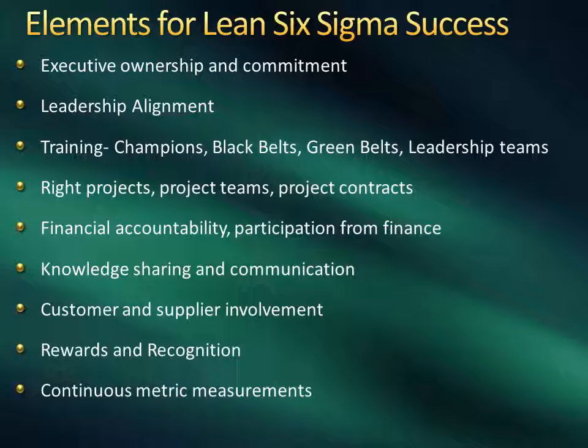You need to ensure that you're picking the right projects, have the right project teams aligned, as well as the project contracts, right? As part of the Lean Six Sigma success, you really need to have a project contract, which basically provides everybody the details and outlines the commitments that the project is looking to accomplish. You need financial accountability, participation from your finance group if it pertains. You need to ensure that knowledge sharing and communication is occurring. If you don't have that communication and knowledge sharing, your chances of success are very minimal.